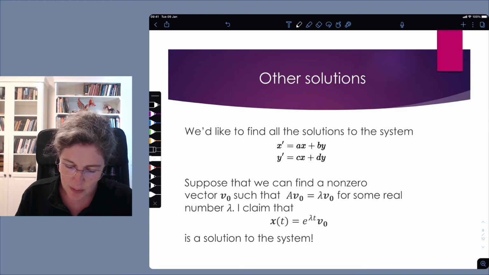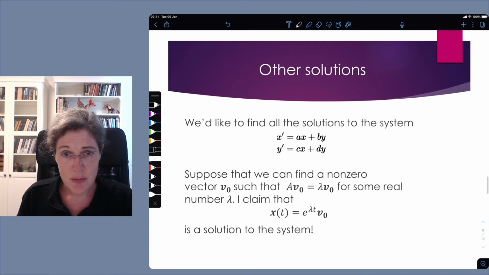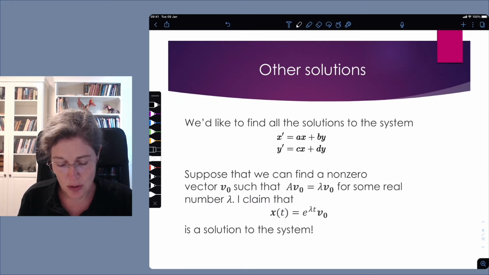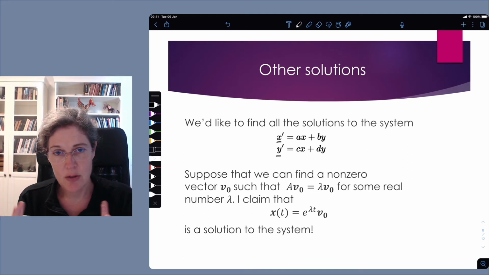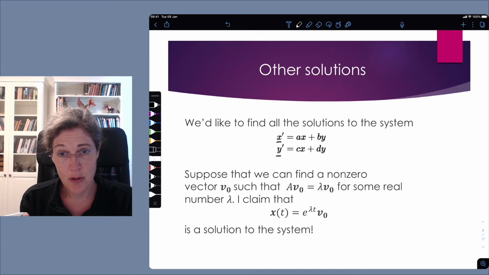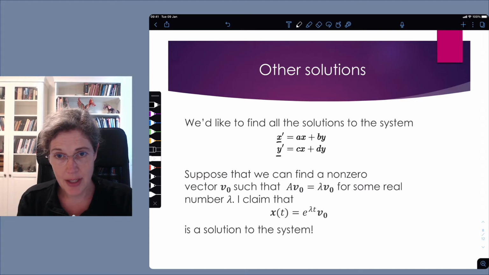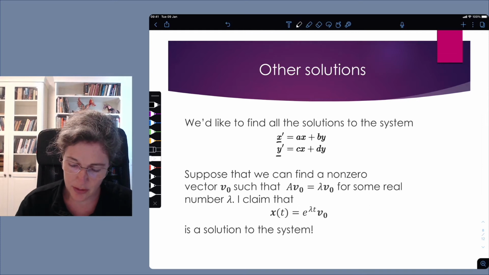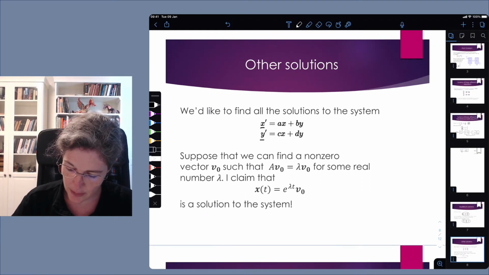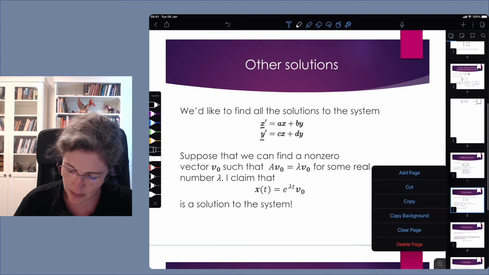But of course, we would like to find some solutions which are not constant solutions. So solutions where our time derivatives of x and y are not zero. And in order to do that, we are going to do something cunning. We are going to use our eigenvalues and eigenvectors.